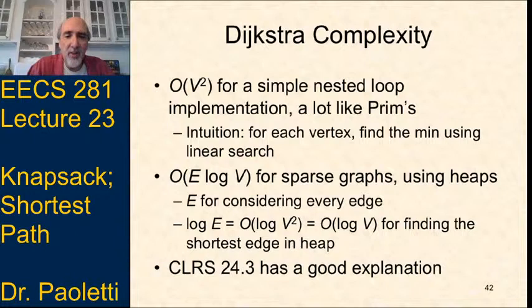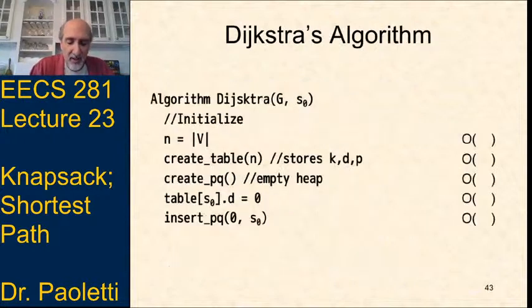If we do it with sparse graphs and we use binary heaps, we can get O of E log V by doing the priority queues, binary heaps. And we've got the complexity here, which we already ran through for Prim's algorithm. So we went through this whole thing with Prim's algorithm, and we filled in the complexities.